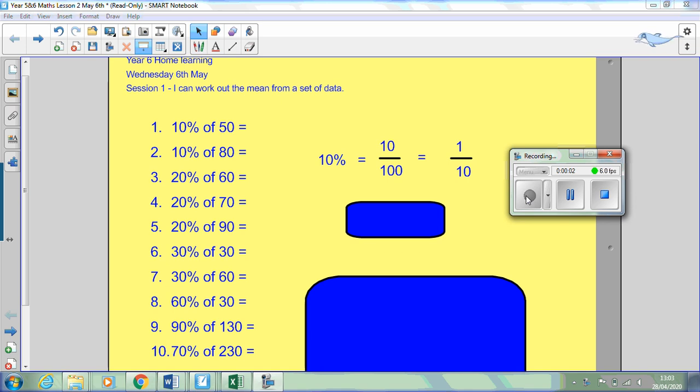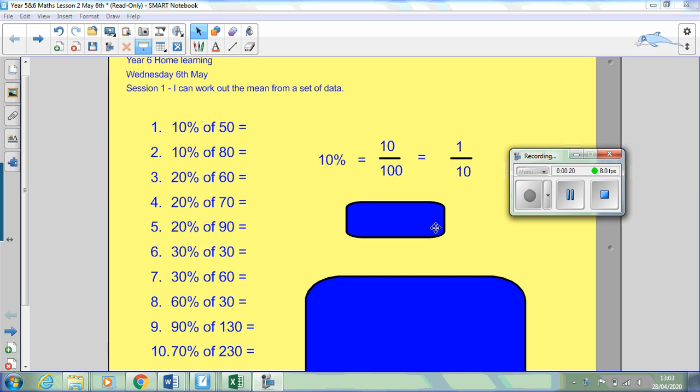Good afternoon, Year 6. I'm back again with our second lesson of the week. As always, to start off with, we've got a quick warm-up activity. Last lesson was fractions of amounts, and this lesson's related to it because we're finding out percentage of quantities.